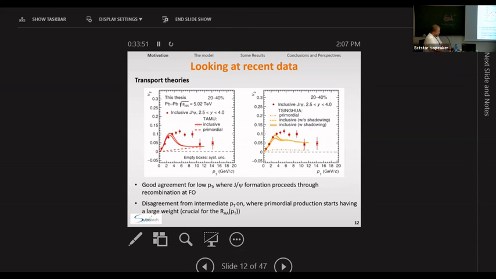Yes, Paul, thanks for your nice talk. So you emphasized the role of the deflection for the primordial J-psi, but how are the single heavy quarks interacting with the medium in your formalism?